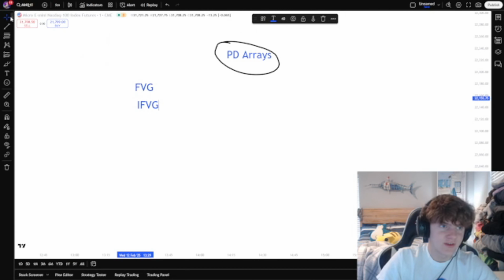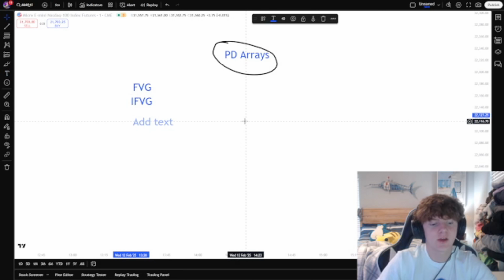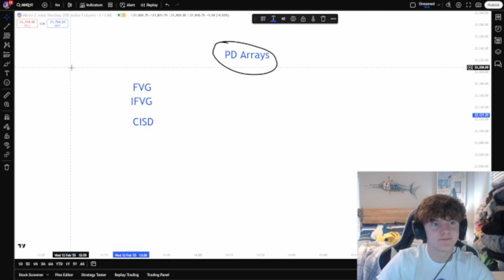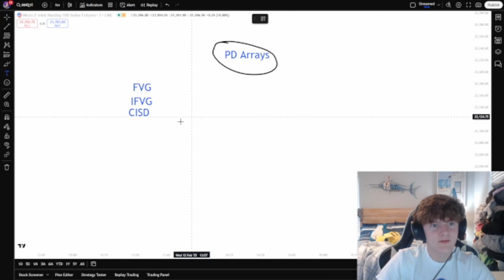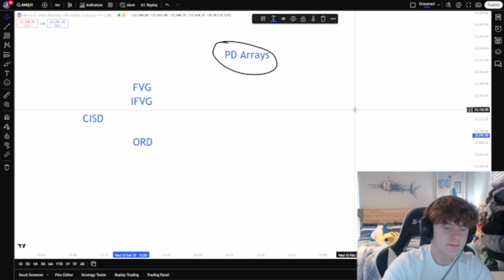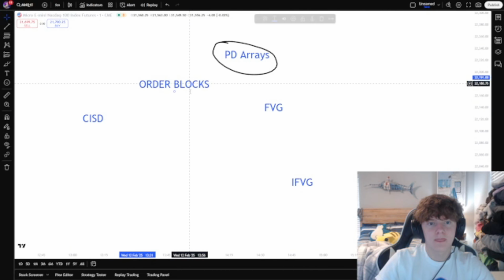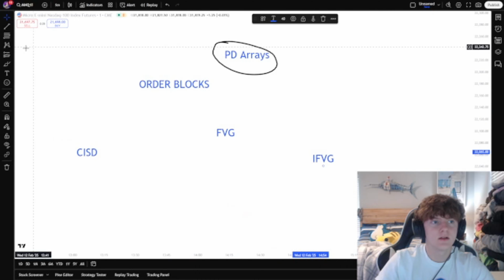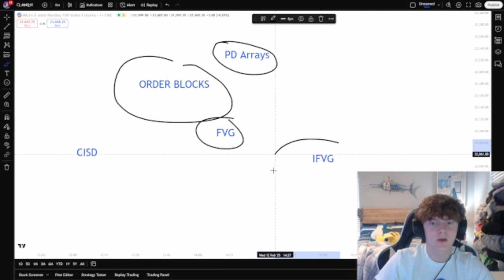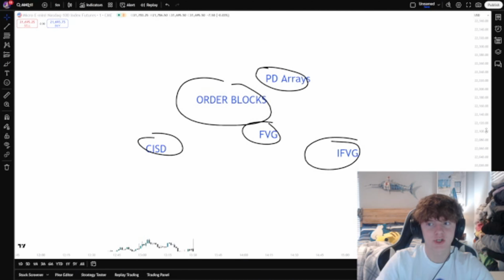We have our inverse fair value gaps as well. If you guys do not know what that is, you can watch the previous video. We have our CISDs, which is not really considered a PD array, and then we have our order blocks, and then there's a few more that we're going to go over, but right now we're looking at these key levels, or these key things to look out for. So let's go ahead and hop into the charts.